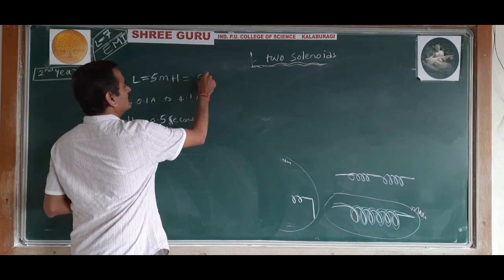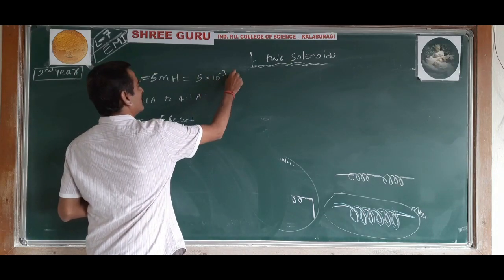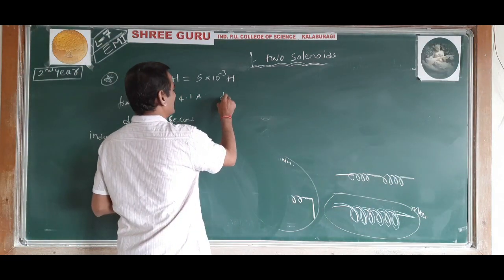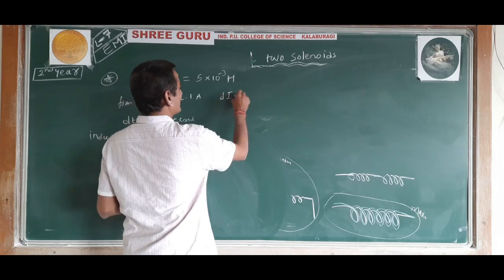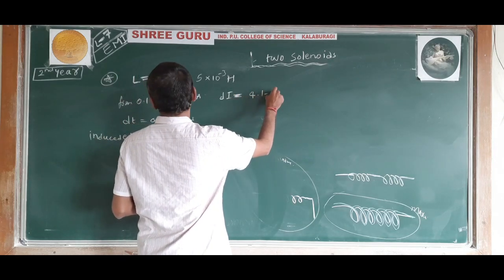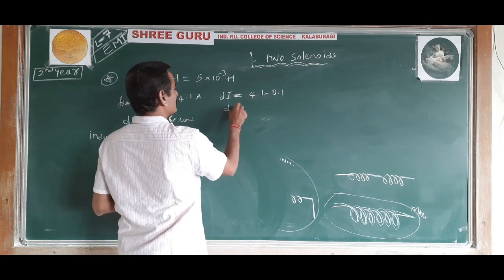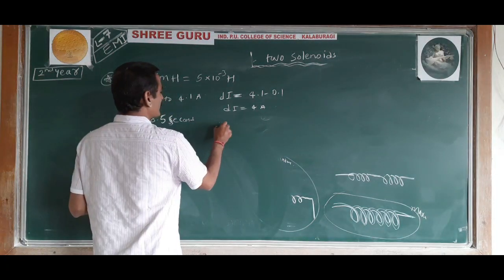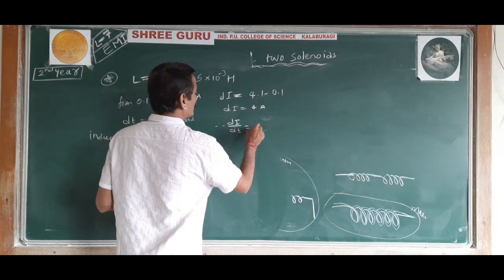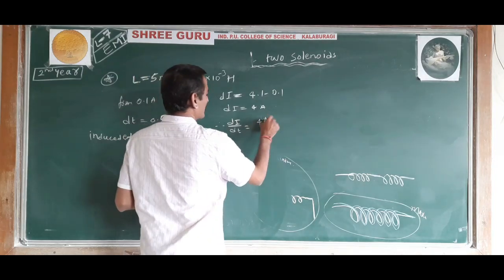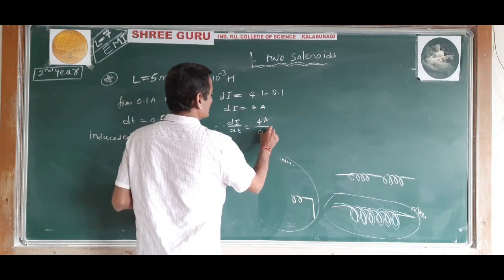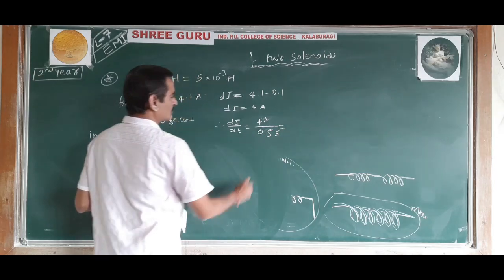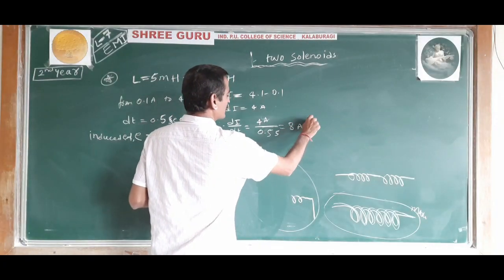So, 5 into 10 to the power minus 3 Henry. And in it, current changes from 0.1 ampere to 4.1 ampere. That means change in current, that is dI. dI is equal to final minus initial, that is 4.1 minus 0.1, so dI will be equal to 4 ampere. Therefore, dI by dt will be equal to 4 ampere divided by dt, that is 0.5. 4 divided by 0.5. 0.5 is nothing but 1 by 2. So 4 into 2, 8 ampere per second.